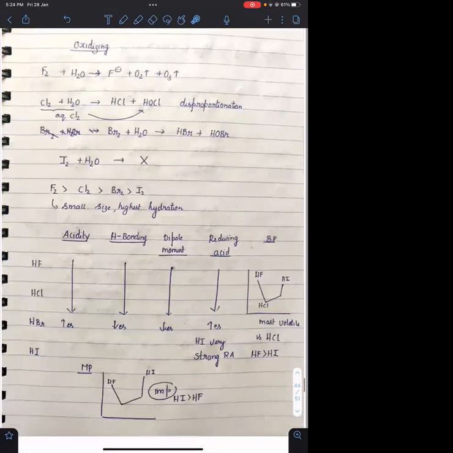Okay. The oxidizing strength: F2 greater than Cl2 greater than Br2 greater than I2. This is based on their electronegativity as well as on hydration. Whatever the oxidizing agent strength or reducing agent strength is, they are determined in aqueous solutions. If they are determined in aqueous solutions, you need to concentrate on hydration as well. Is that clear?